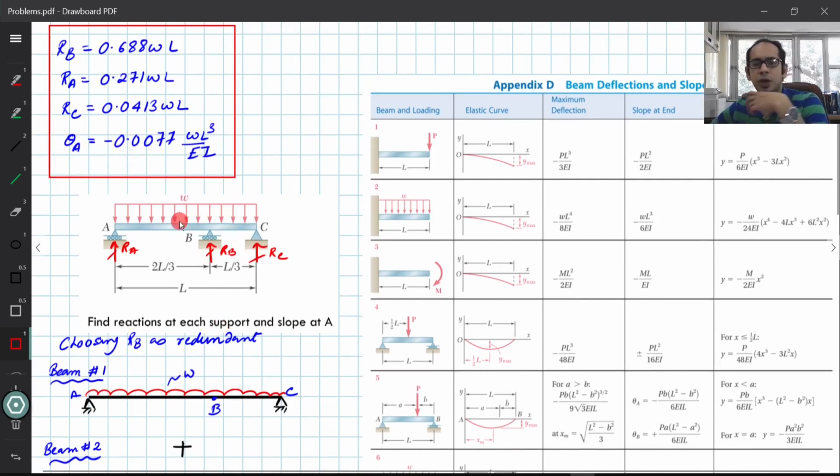I hope with these two problem examples, one for the statically determinate structure and one for the indeterminate structure, you are clear on how to use the method of superposition. These tables actually help you a lot to find the deflected shapes, the deflections, as well as the slopes.